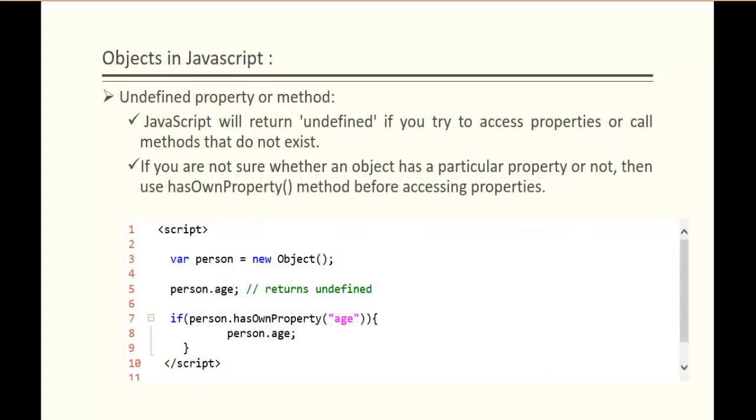So the first point is undefined property or method. JavaScript will return undefined if you try to access properties or call methods that do not exist. For example, you can observe in this code snippet that we have an object called person, but this person does not have any property called age assigned to it. But we are trying to access that property with the help of this object, so we'll get the output as undefined. Let me show you a demo of it.